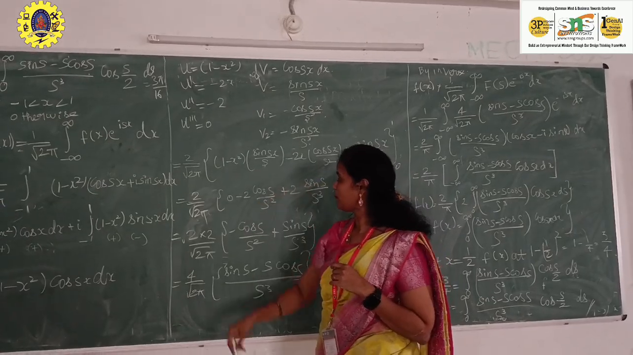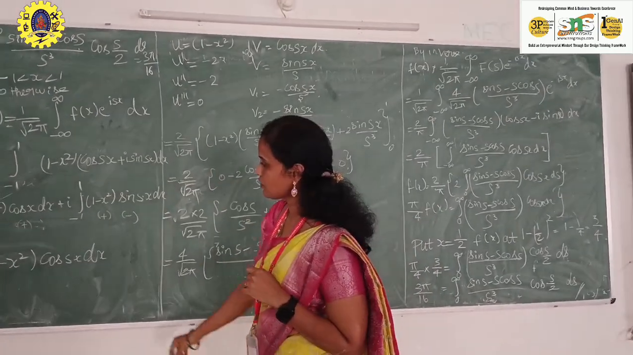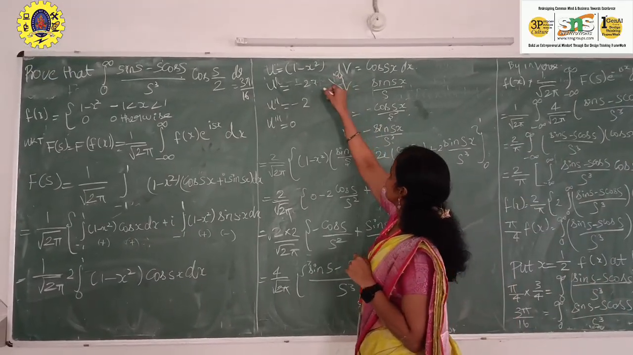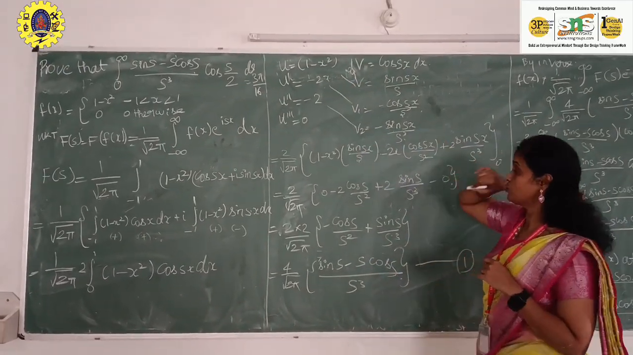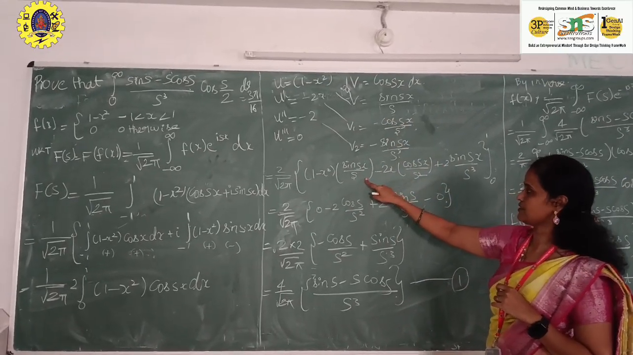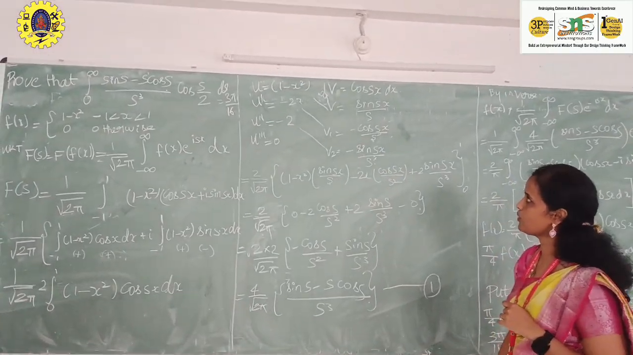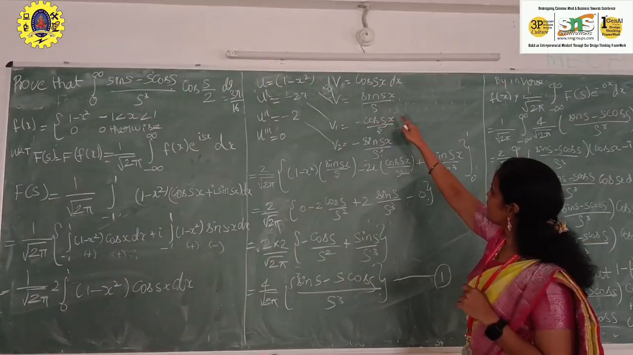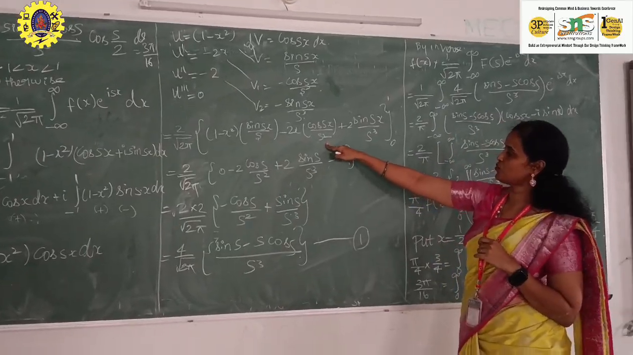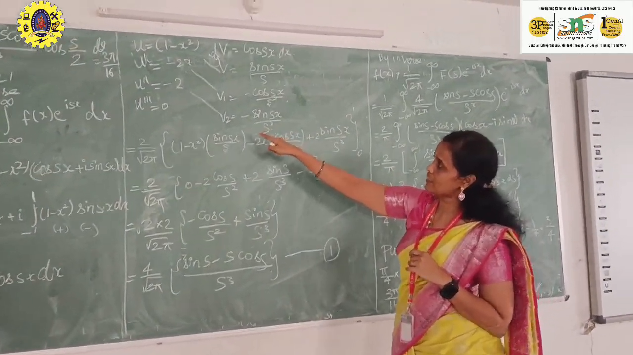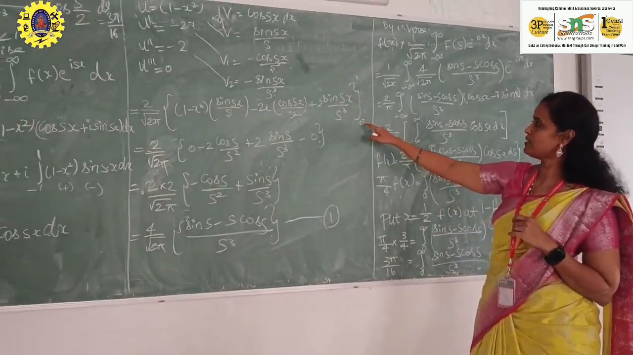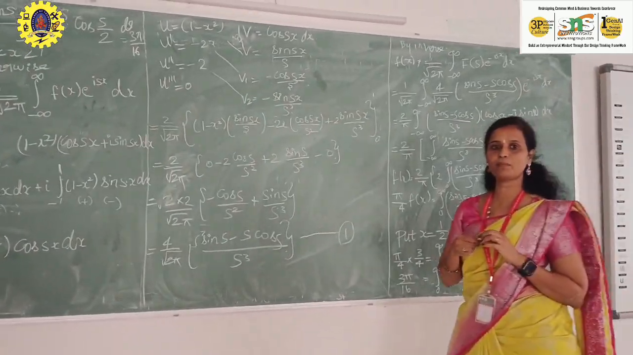So now you apply this Bernoulli's formula: 2 divided by root 2 pi, and u v1 minus u dash v2 plus u double dash v3, as applicable. So u is nothing but 1 minus x square and v is nothing but sin sx by s. And minus u dash v1. u dash is minus 2x and v1 is cos sx by s square. So minus u dash v1 plus u double dash v2, from 0 to 1. So now we are going to apply the limits.